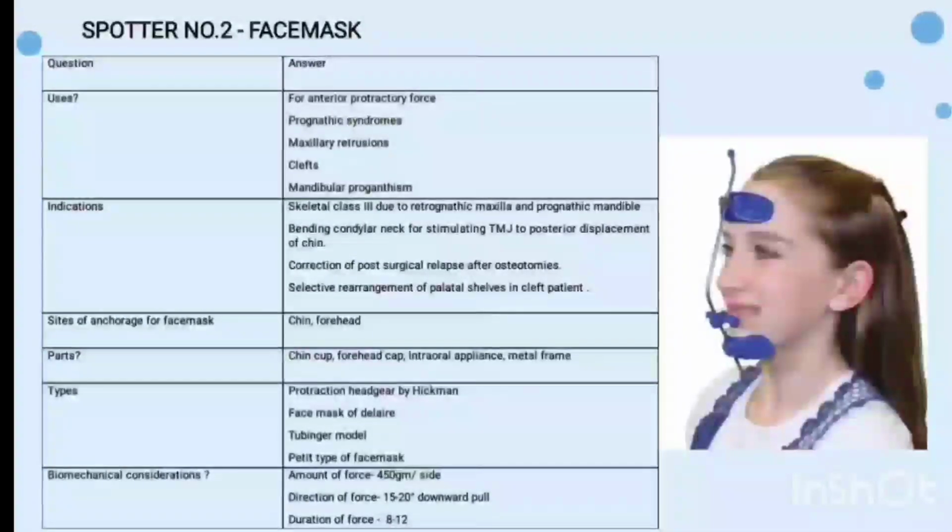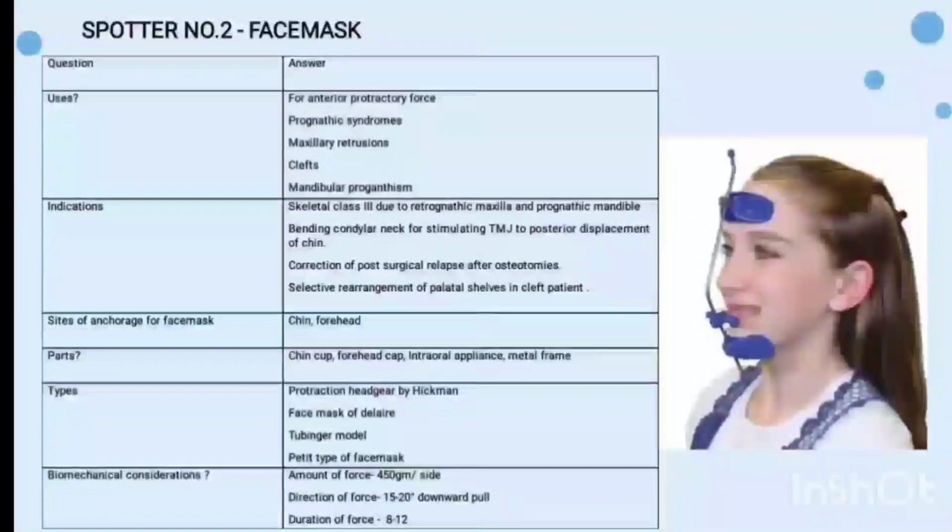For correction of post-surgical relapse after osteotomies. And lastly, for selective rearrangement of palatal shelves in cleft patients. What are the sites of anchorage for face mask? They are chin and forehead. What are its parts? They are chin cup, forehead cap, intraoral appliance and metal frame.